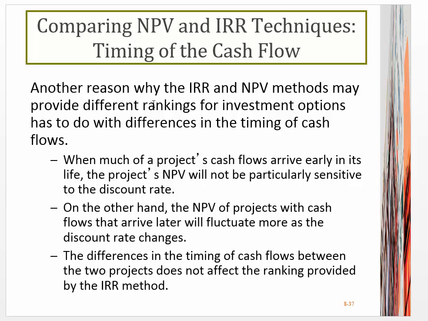Again, we had talked about timing. When cash flows come in the project, we had an example where one project had a big cash flow up sooner, the other project was down 2 or 3 years. They basically had the same kinds of cash flows, but they came in different orders. That will obviously affect net present value and the internal rate of return. So the differences in timing doesn't affect the ranking provided by the internal rate of return, but it does affect the ranking on net present value.